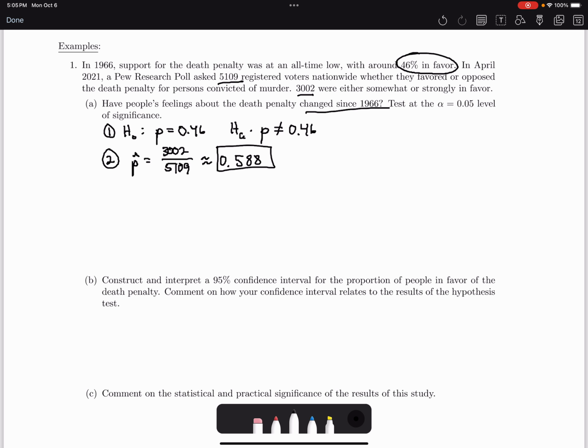There's the sample proportion. That is quite a bit different from 46%. I would be surprised if we didn't reject the null hypothesis. I think we most likely will. But there's only one way to be sure, and that is to actually run the test.